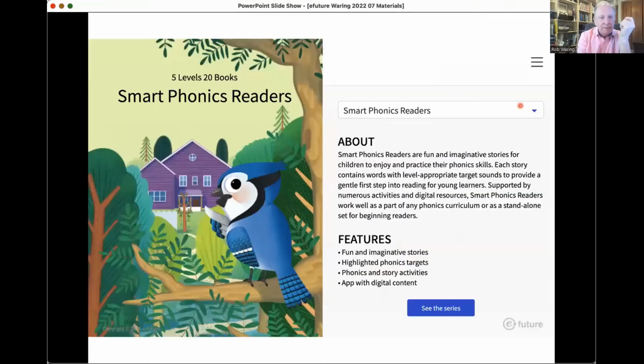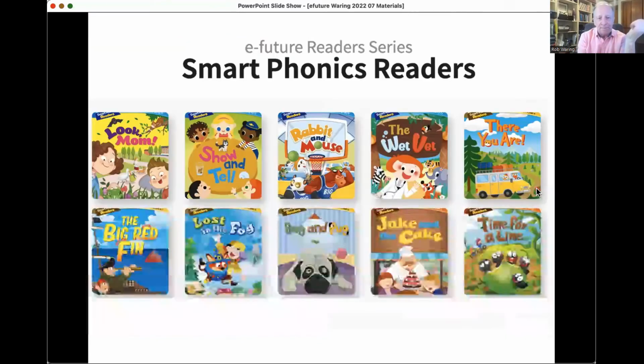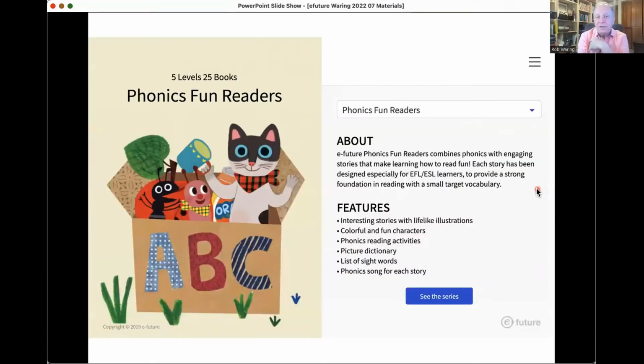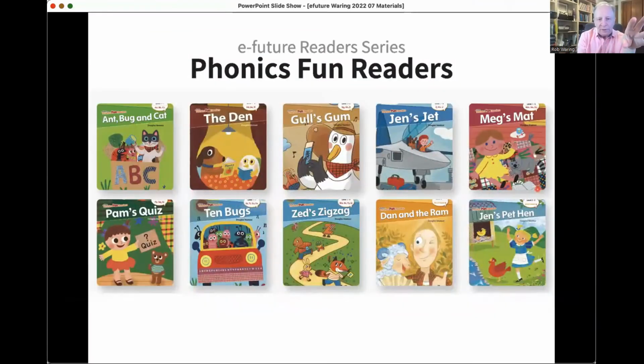The next one is Smart Phonics Readers. And we have some introduction here. Again, you can look at these slides later, go through them in detail later. Smart Phonics Readers look like this. Then we have Phonics Fun Readers. So these are very, very early language-focused materials. And they look like this.